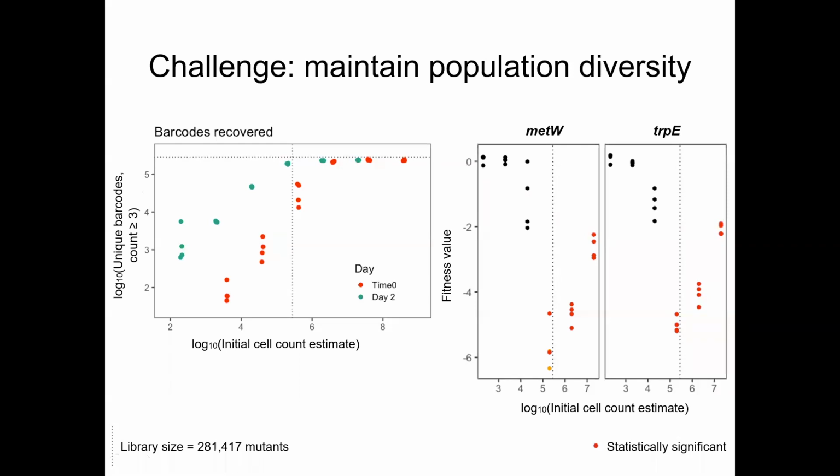So from this experiment, we calculated fitness across these different samples. And so I'm showing here 2 sample genes, genes involved in the biosynthesis of methionine and tryptophan. These genes should be essential under these conditions. And you can see to the right of this dotted line, as we're adding more cells into these samples, we're able to calculate fitness values for these two genes. And other ones, these are just examples. But as we diluted out the population, moving to the left of this dotted line, we're no longer able to accurately calculate fitness values.